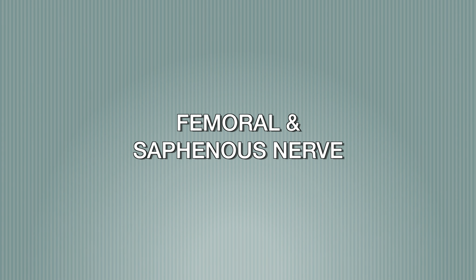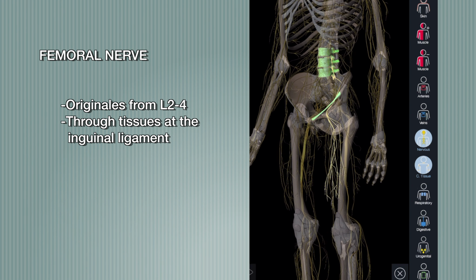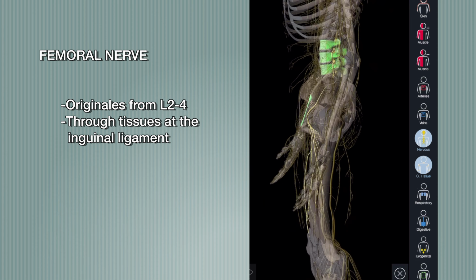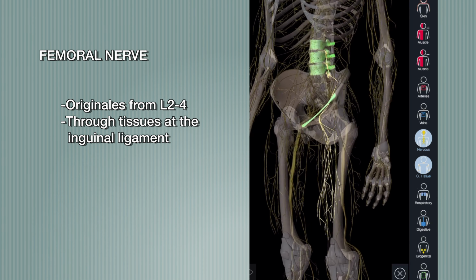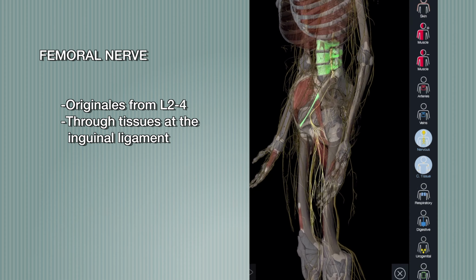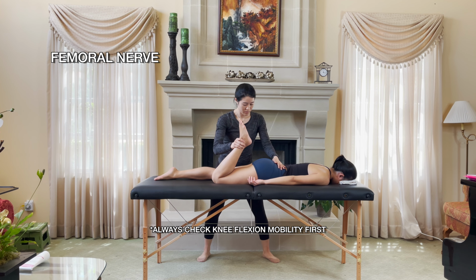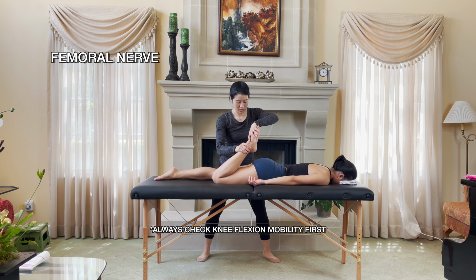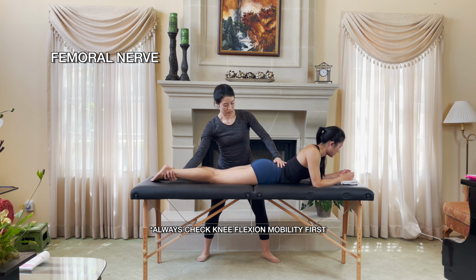Now we move on to the femoral and saphenous nerve testing. The femoral nerve originates from L2 through 4, and you can feel it through the tissues at the inguinal ligament. My favorite way to test the femoral nerve is to have the patient in prone. I will flex their knee and then plantar flex their ankle and ask them where they're feeling the symptoms.